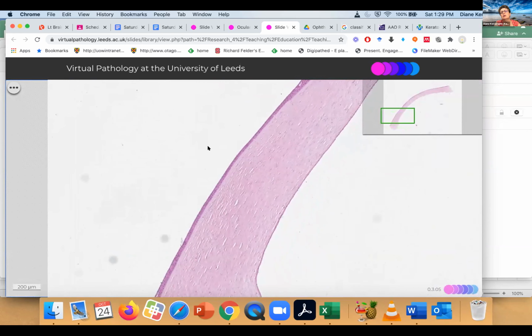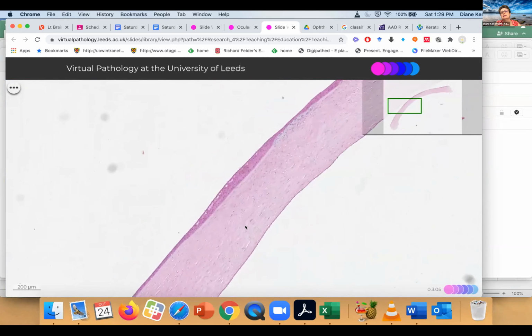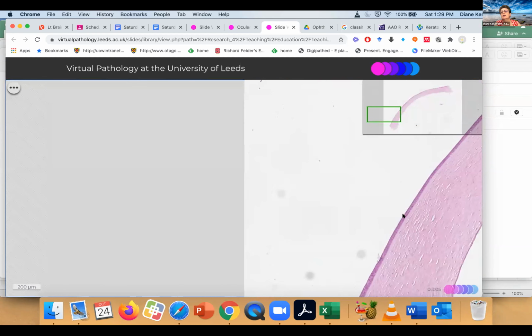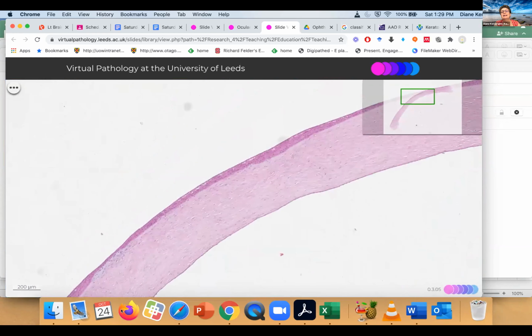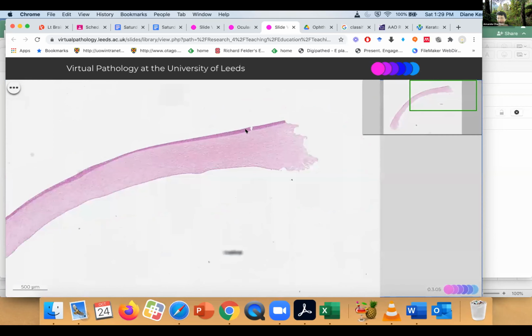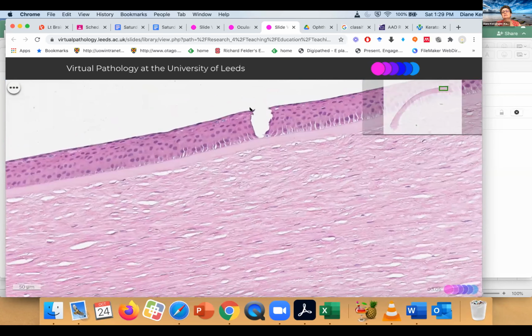So the cornea is looking okay through here, and then it gets abnormal in the middle, and then over the other side, it starts to look fairly normal again. Is that an epithelial, that thing? Is that the pathology? No, this is a tear. So this is an artifact. It's just a little tear.